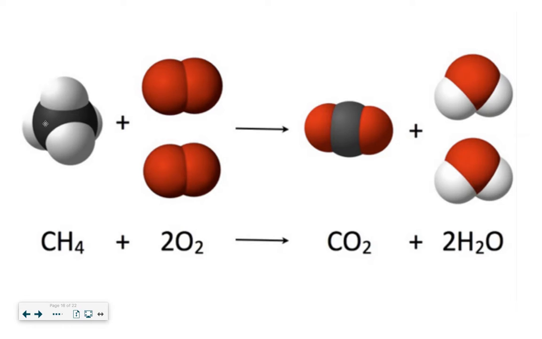Notice that you start over here with one carbon atom and you end on this side with one carbon atom. You start out with 4 hydrogen atoms and you end up with 4 hydrogen atoms. And you start out with 4 oxygen atoms and you end up with 4 oxygen atoms. So the total amount of the materials stays the same. They just get rearranged into new materials, new compounds, and that's a chemical reaction.